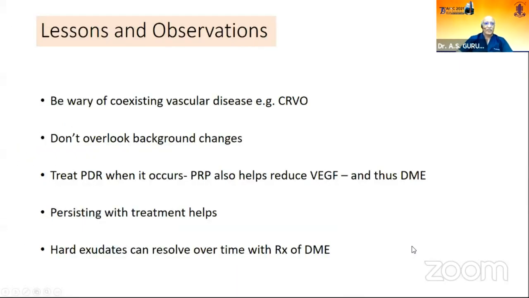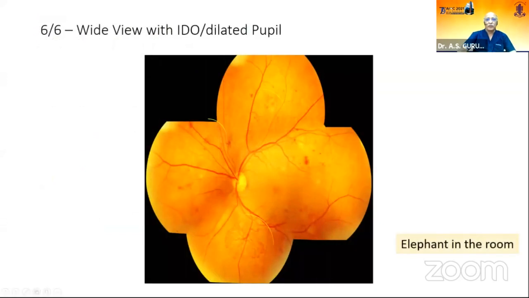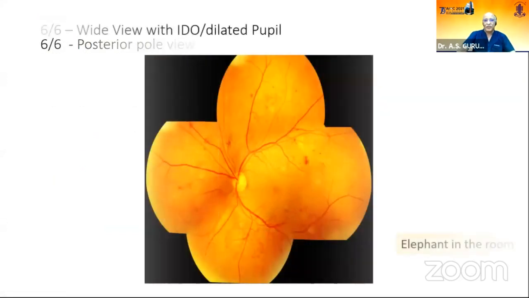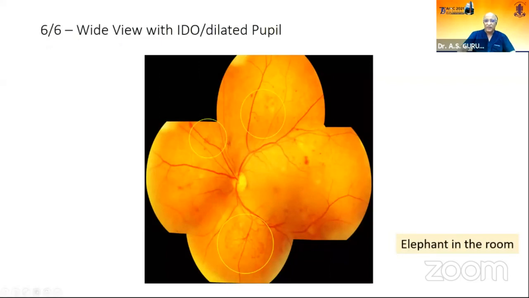So lessons and observations from this is that be wary of coexisting vascular diseases, for example, a CRVO in this patient. Don't overlook background changes, treat the PDR whenever it occurs. Persisting with the treatment helps, and hard exudates can resolve over time with treatment of DME. So this is what I'm trying to reiterate what Kumar said: don't just look at the posterior pole and the OCT, look at the peripheral fundus. You can have the elephant in the room, the large NVE front.